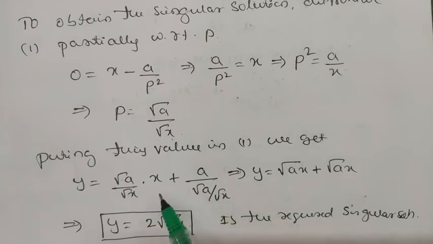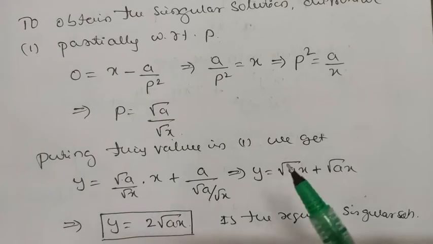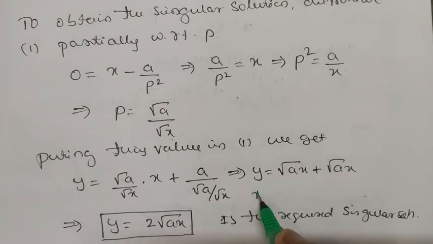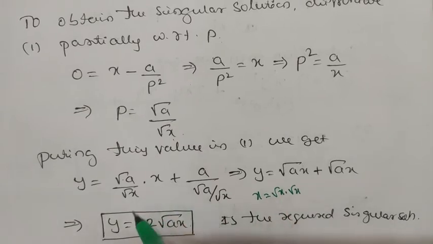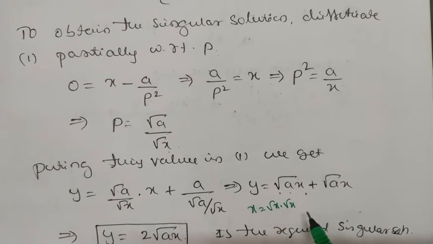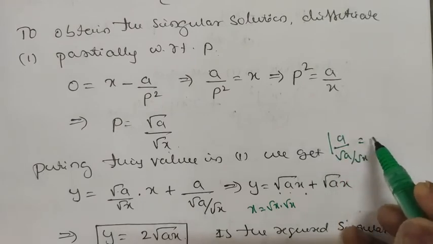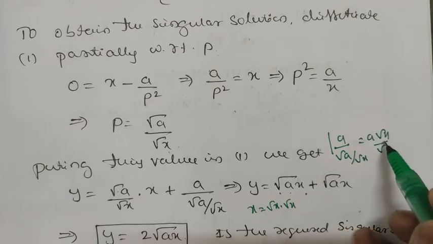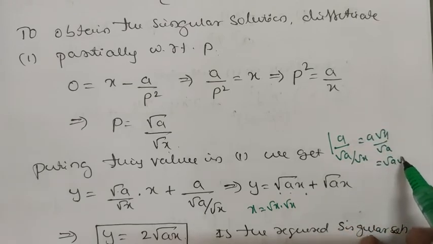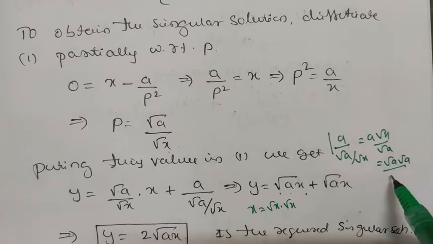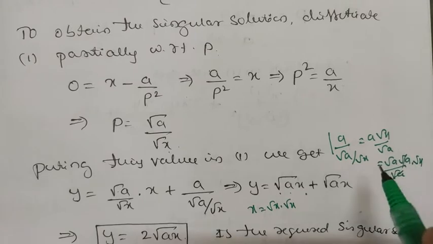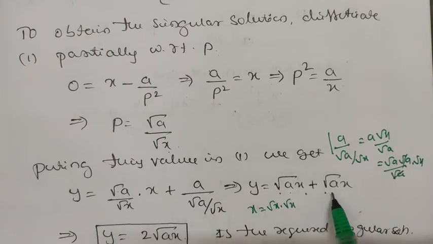So this implies y is equal to root x. Here x means it is root x. I hope all of you know this one. This is x, nothing but root x into root x. So one root x gets cancelled. So only root x remains here. It is root a into x plus, if you take the reciprocal, it becomes what here? It becomes, see this one, a divided by root a divided by root x is a into root x divided by root a. Again we know a is root a into root a, and divided by root a into root x. One root a gets cancelled. So what else remains? Root a into root x. So this one is root a into root x.